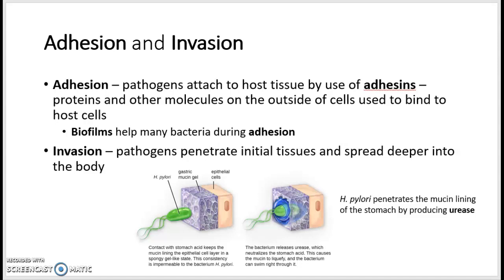During an invasion, the pathogen penetrates initial tissue and spreads deeper into the body. Helicobacter pylori, which is a bacteria that causes stomach ulcers, infects the stomach by producing an enzyme called urease that breaks down the gastric mucin gel lining the epithelial tissue of the stomach.